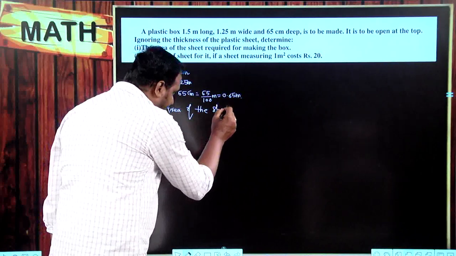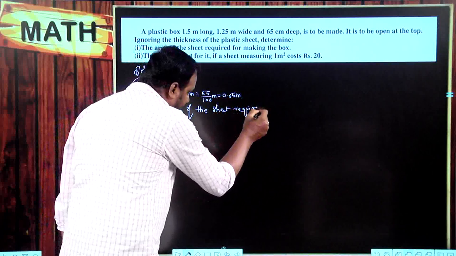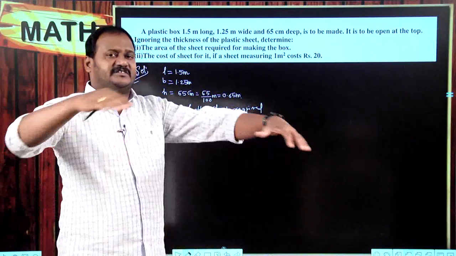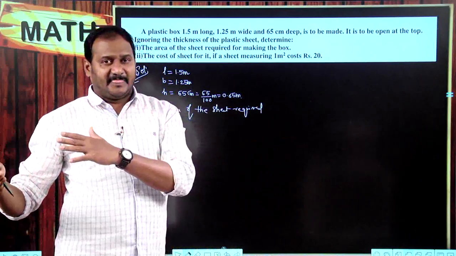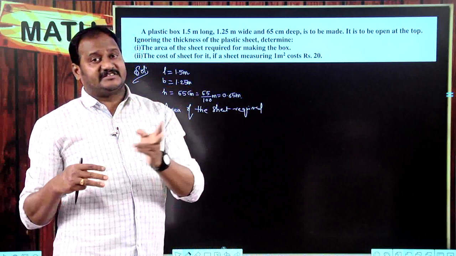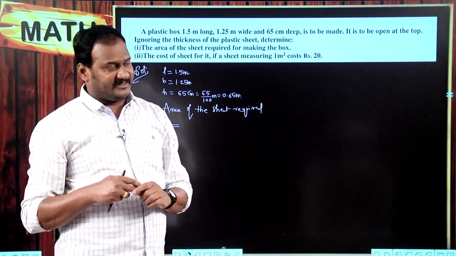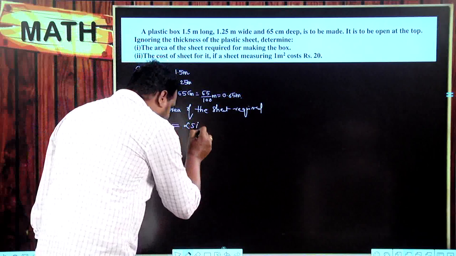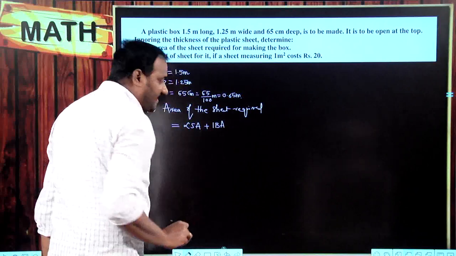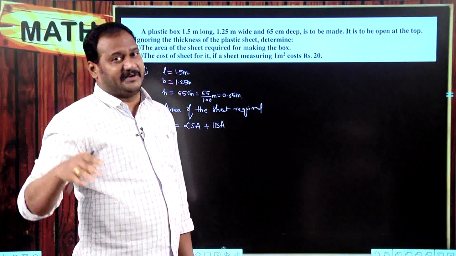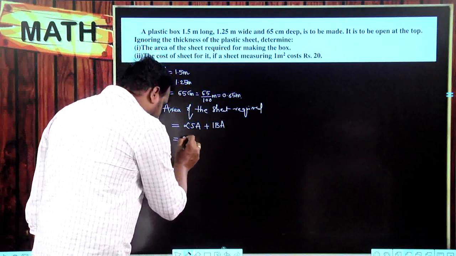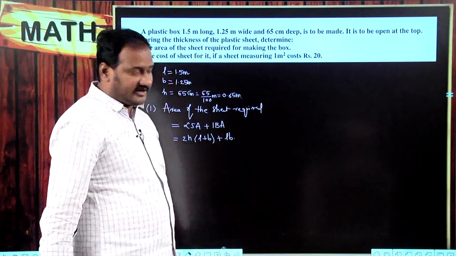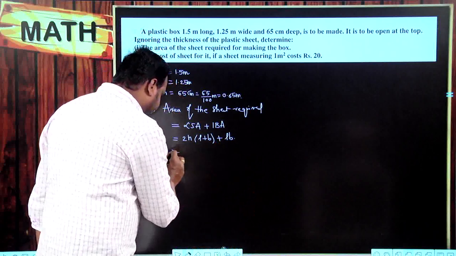The area of the sheet required for making the box is equal to, see here, you can do it in 2 ways. One is by finding the total surface area and removing one L into B. Otherwise, you can find the lateral surface area and add one base area, right. So, I am going to go with the second case, that is lateral surface area plus only one base area. Okay. There is no second base because the lid is open, right. So, lateral surface area is equal to 2H into L plus B, and base area is equal to L into B.